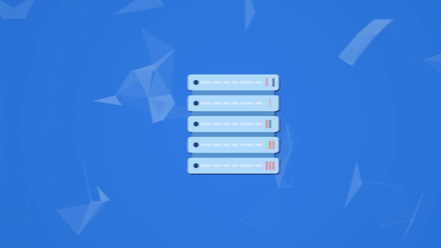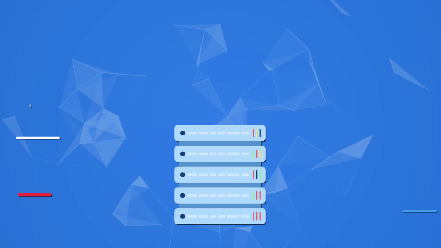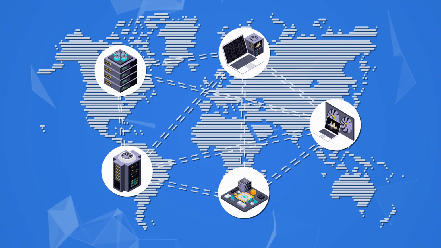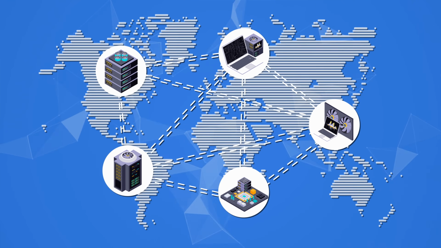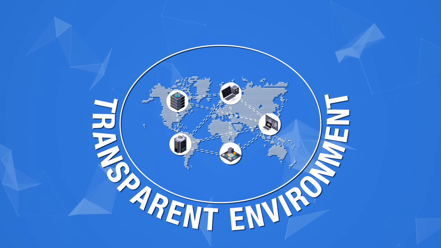So, to summarize the three pillars of blockchain technology, blockchain's recording and storage protocols make it such that once new data is verified, it is unmodifiable, it's distributed across a vast network of computers around the world, so it's hard to destroy, and no one person or entity controls the data or network, creating a transparent environment.